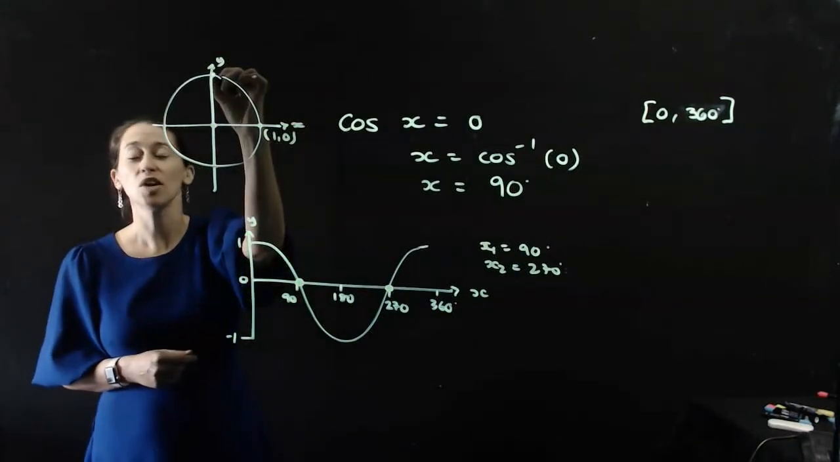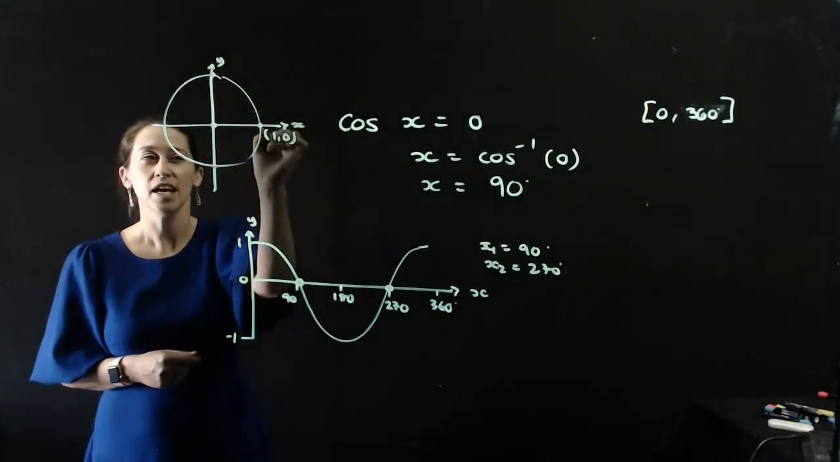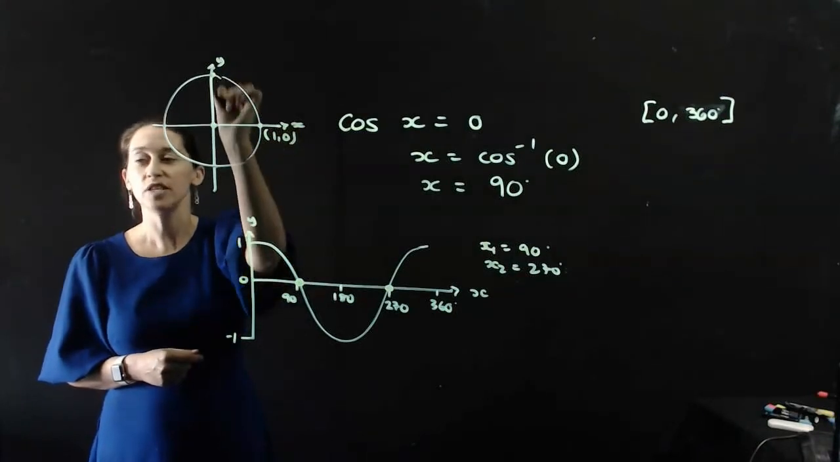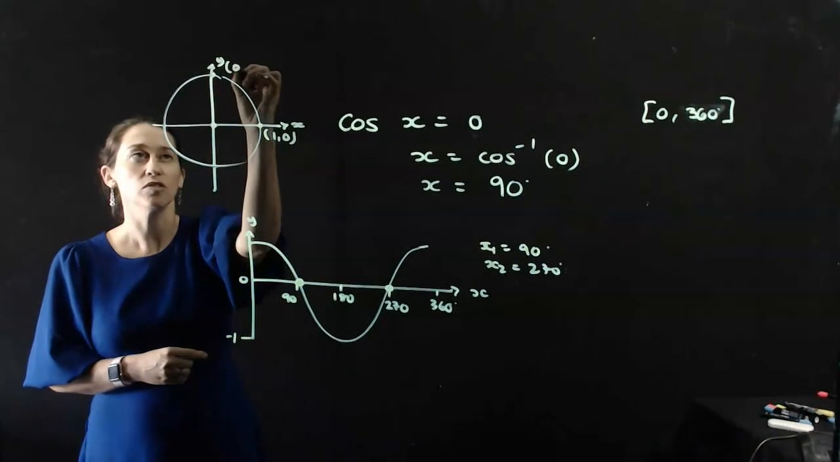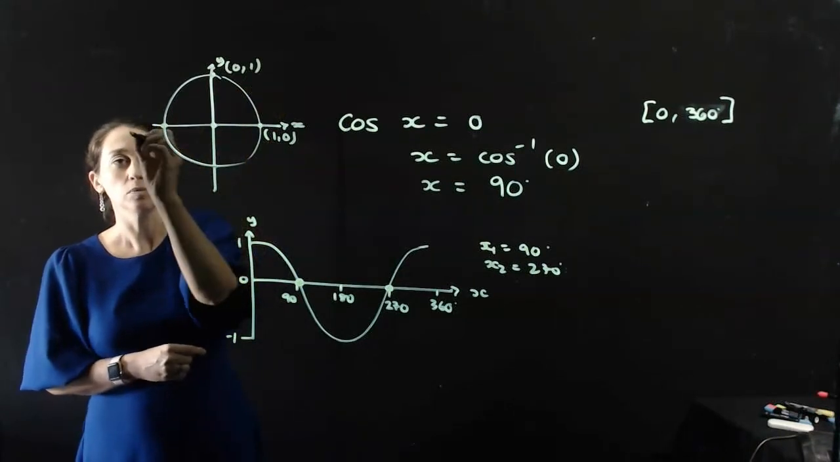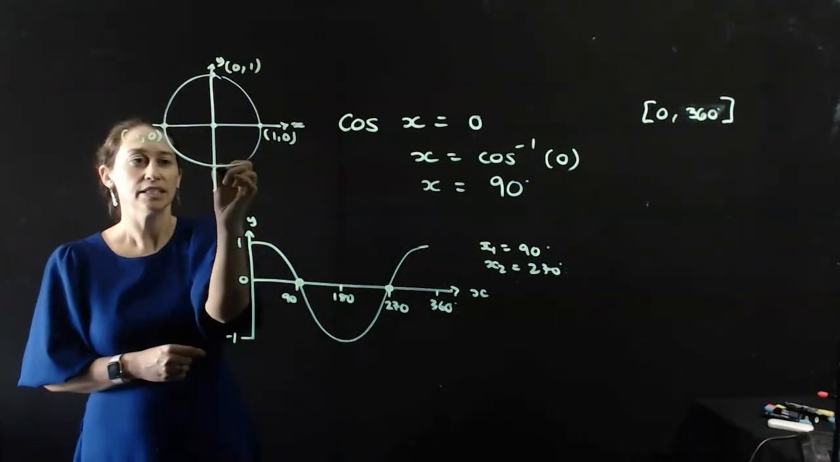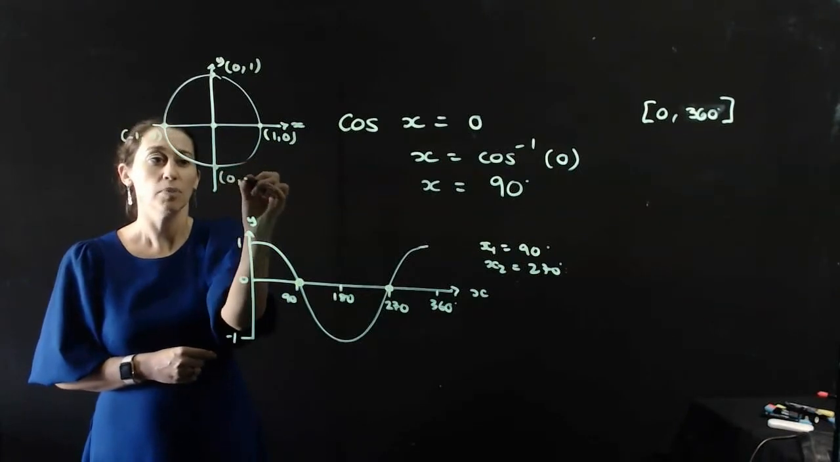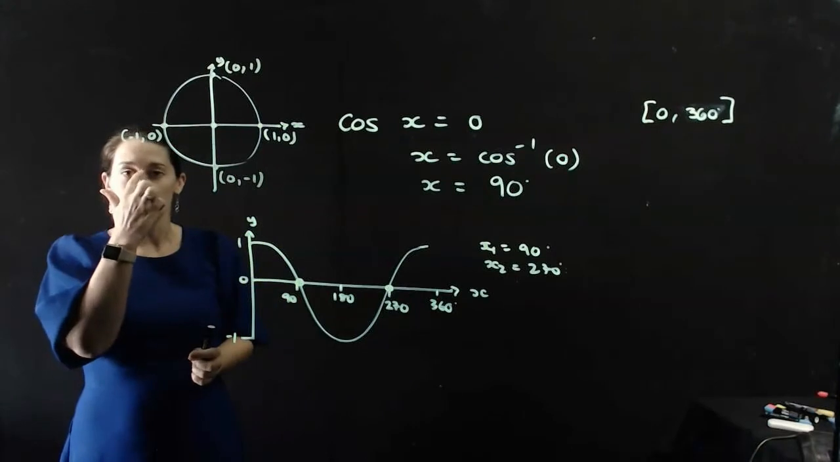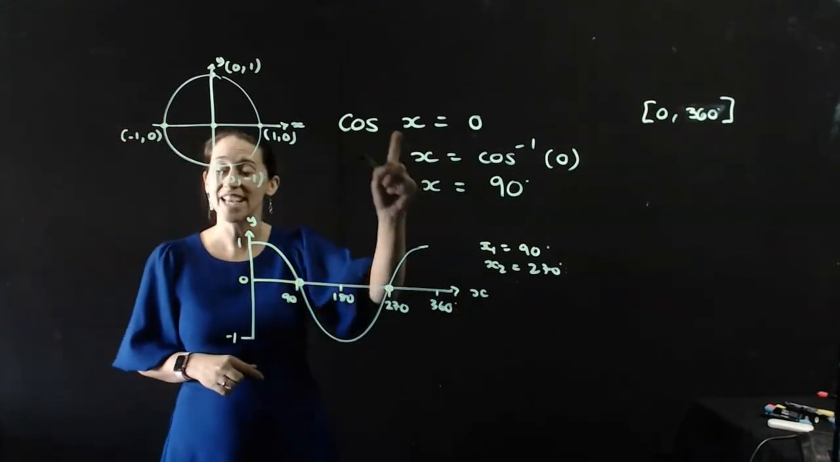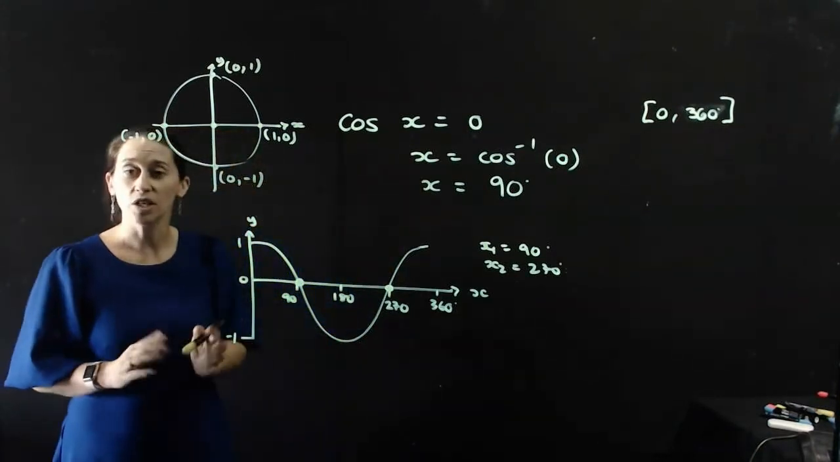Let's do what I call boundary angles. These are the angles where the unit circle meets the axes. So up here we've got 0, 1. Up here we've got -1, 0. And here we've got 0, -1. Now, what you should have learned with regards to the unit circle, is that cosine is to do with the x-coordinate on the unit circle.